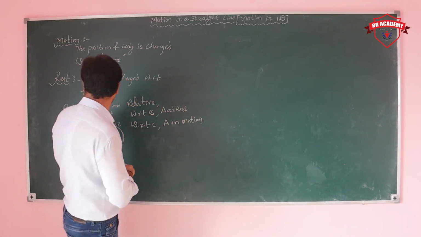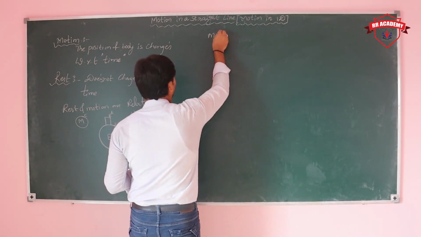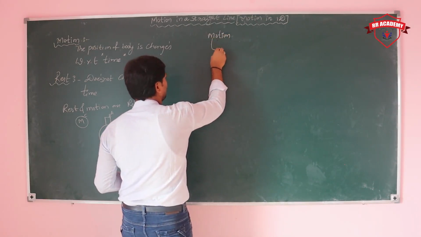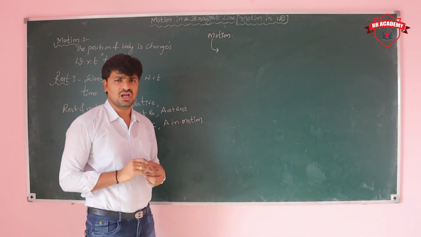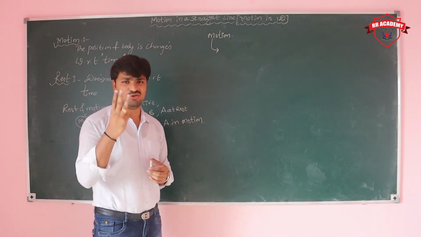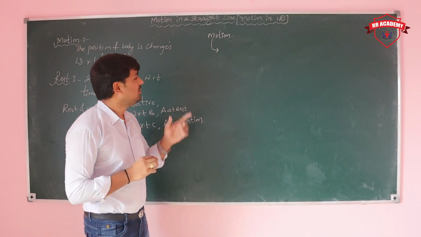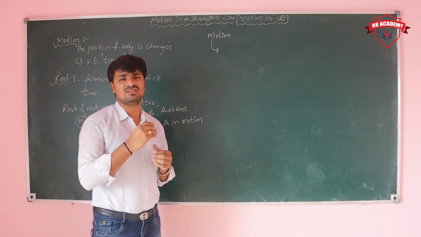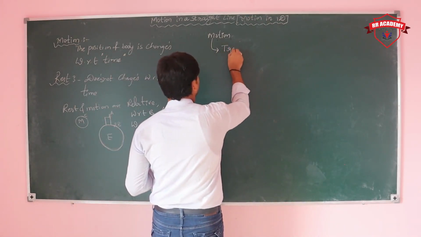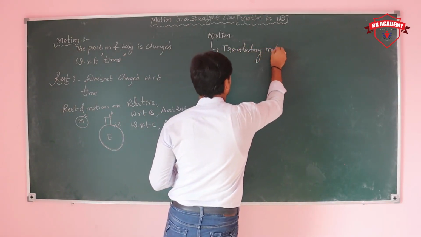Okay. Next, we can take the types of motion. What are the general types of motion that we are going to discuss here? Motion can be divided based on its characteristics. Based on direction, we divide motion into three types: motion in 1D, 2D, and 3D. But based on the characteristics of motion, it can be divided into four types. First, translatory motion.